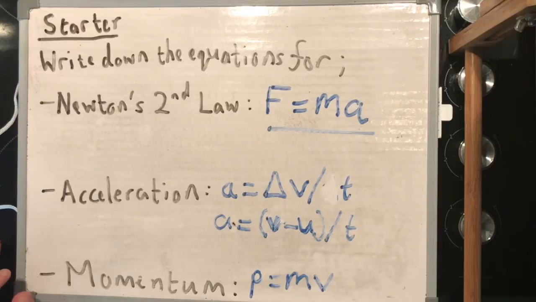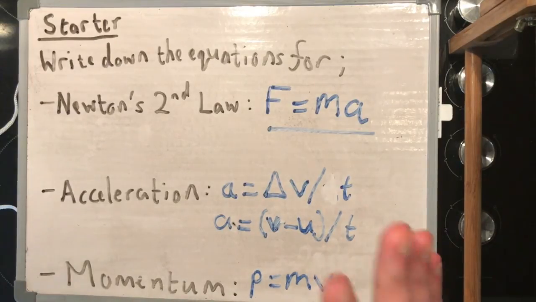Whether it's on your formula sheet or not, I don't think it is from what I've seen, but you might get away with it. You should know it. It's a very easy and a very famous formula. p equals mv. So those are your solutions.